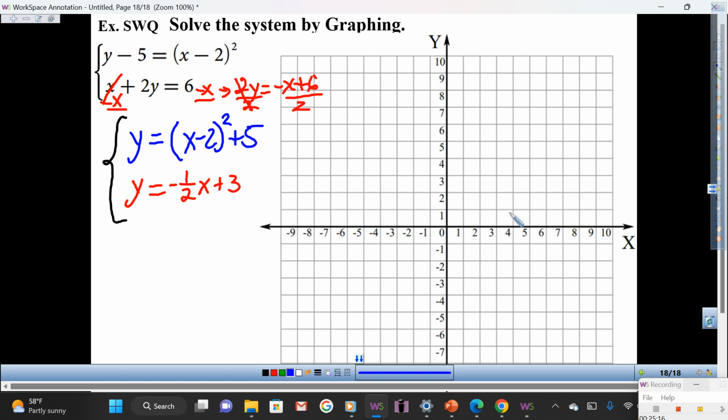Just give me the points so I can plot them. What is it? 2, 5. That's a new vertex, yes. 1, 6. 3, 6, okay.